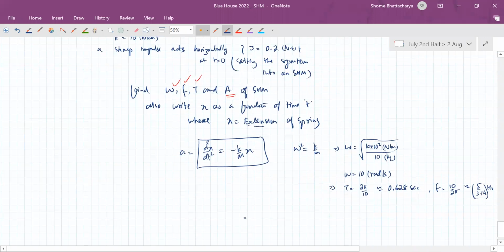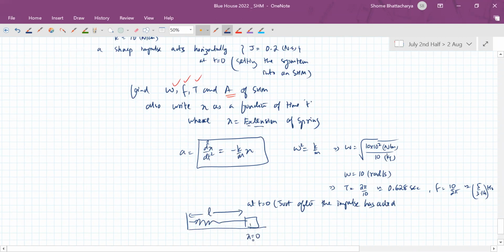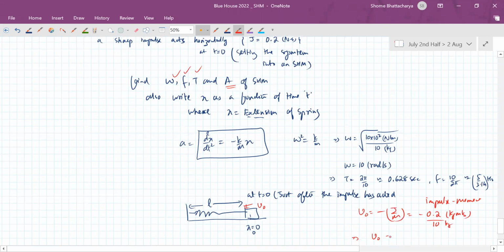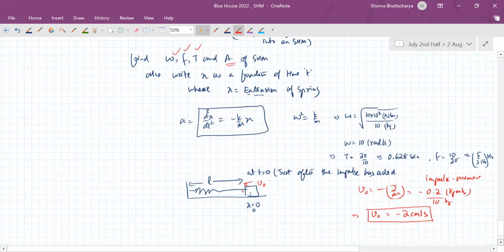Now you can see that just after applying the impulse at t equal to 0, just after the impulse has acted, the spring is still at natural length. So its x coordinate is still 0, it's still at the mean position. So x naught is 0, but it's got a velocity in this direction. That velocity with sign is minus J by m. This is from the impulse momentum concept. The impulse was 0.2 kilogram meter per second or Newton second, and the mass is 10 kg. So the initial velocity is minus 2 centimeters per second or minus 0.02 meters per second, whereas x naught is 0.